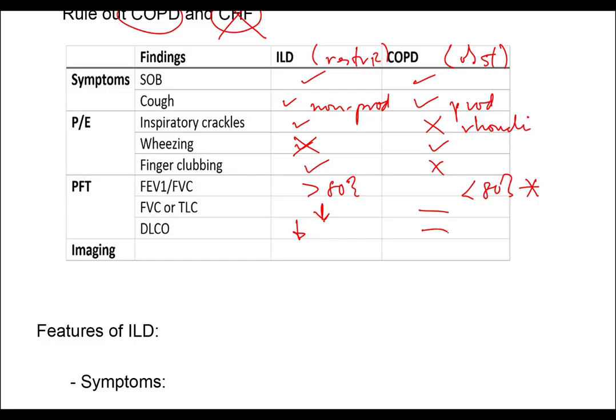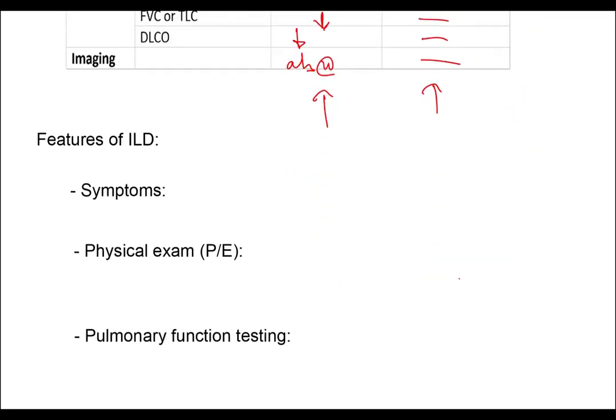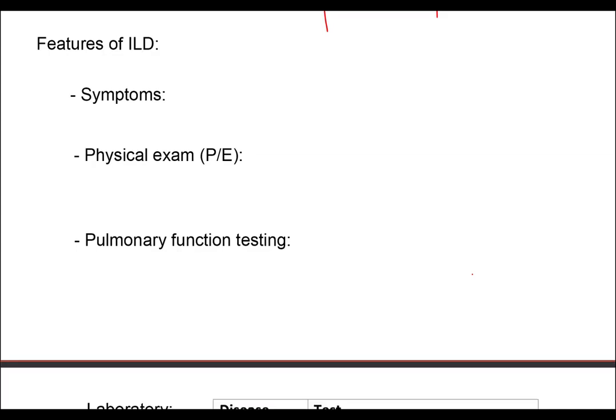And lastly, on imaging, remember this is going to be abnormal. In interstitial lung disease, we're going to see on chest x-ray a reticulonodular pattern of disease. On CT, that is going to be ground glass. But really, COPD doesn't have specific characteristic imaging abnormalities. So this is a pretty fundamental difference in medicine between restrictive and obstructive diseases, and that should be clear in your mind. So all interstitial lung diseases, all of them, have these same common features.